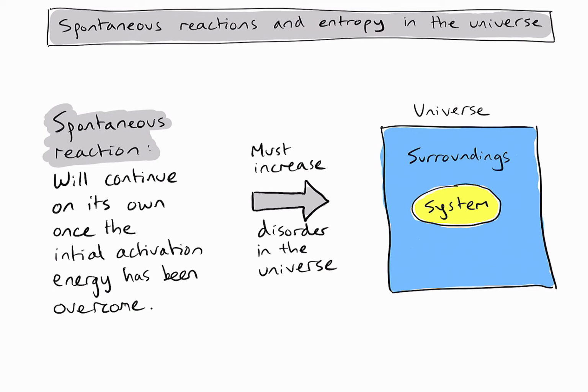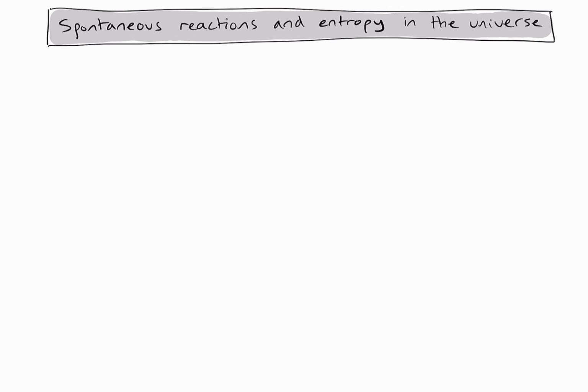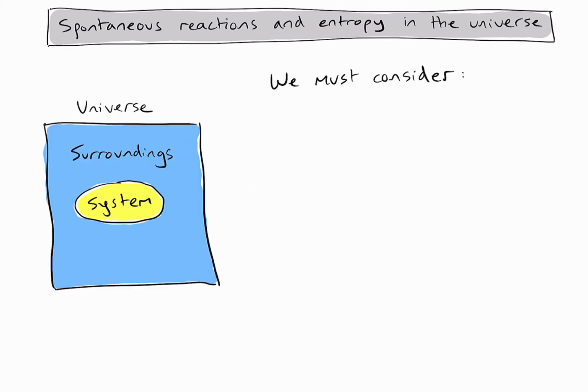Let's now consider which factors might lead to an increase in disorder in the universe. The first factor we must consider is the kinetic energy of the particles in my system. That's the reactants and products. To measure the average kinetic energy of these particles, we can simply measure the temperature of my system. If the temperature at which my reaction is taking place is higher, then my particles must have higher average kinetic energy and therefore a greater state of disorder or entropy.